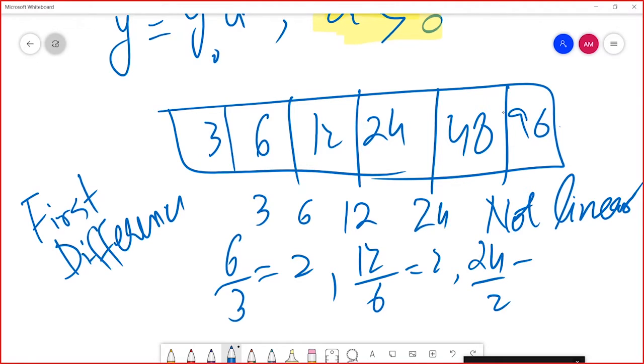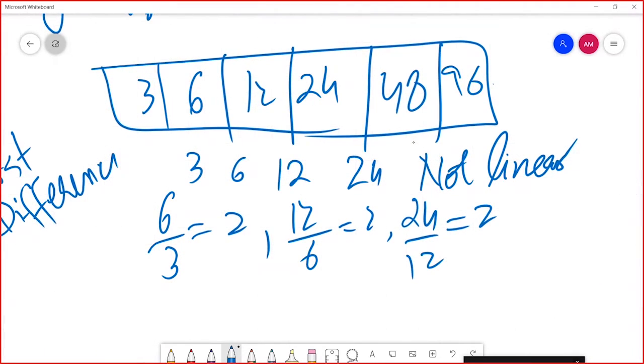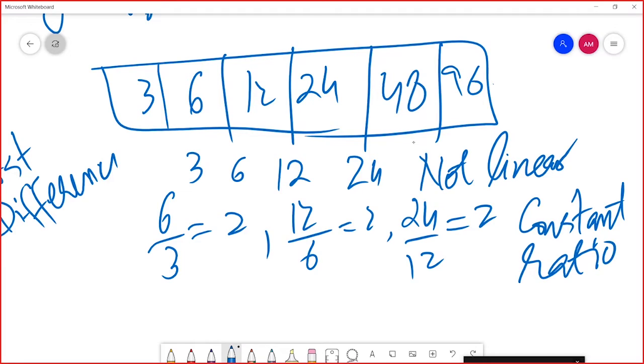What we see is a constant ratio. It's not a constant difference, but a constant ratio. Do you see that it's a constant ratio? And if it is a constant ratio, then it's an exponential function. You understand that?